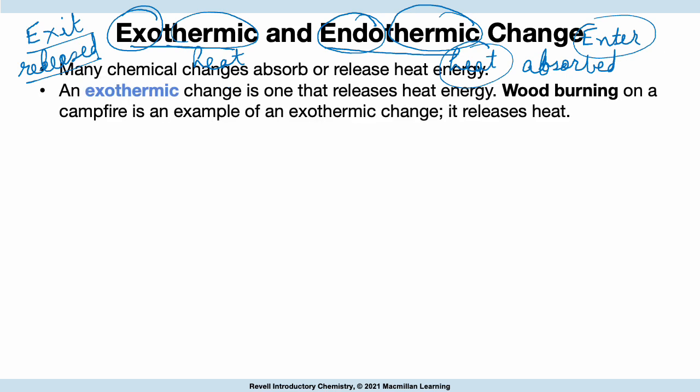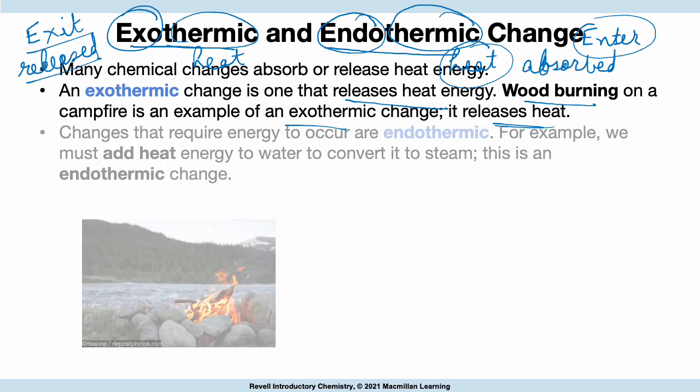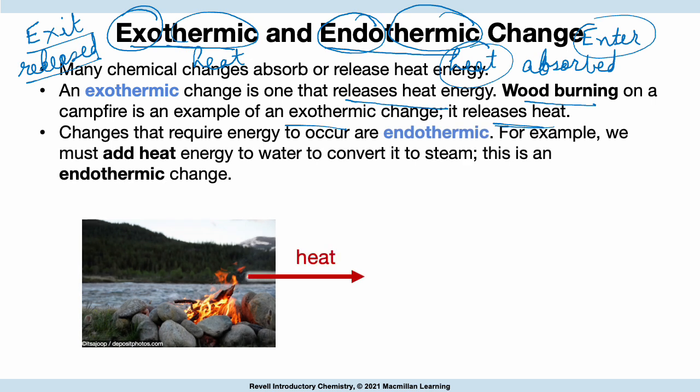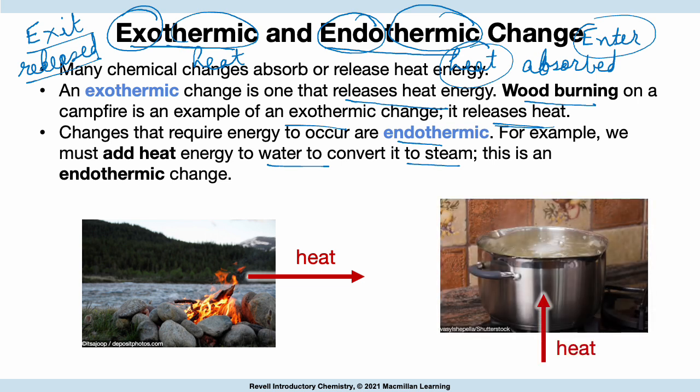Many chemical reactions absorb or release heat. An exothermic change is the one that releases heat. Example, burning of wood. When you burn wood, it produces a lot of heat. You sit around it and you absorb that heat, right? That is an example of exothermic. Changes that require energy to occur are endothermic. They absorb energy. For example, when you want to convert water to steam, you have to add heat to water. That is endothermic. So when this fire burns, it produces heat, so it's exiting out of the system, exo. When water boils, you have to give water the heat, so it is endo.